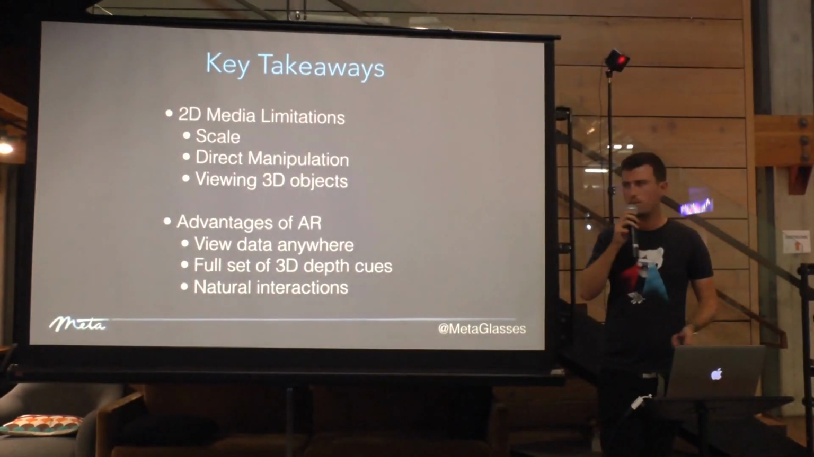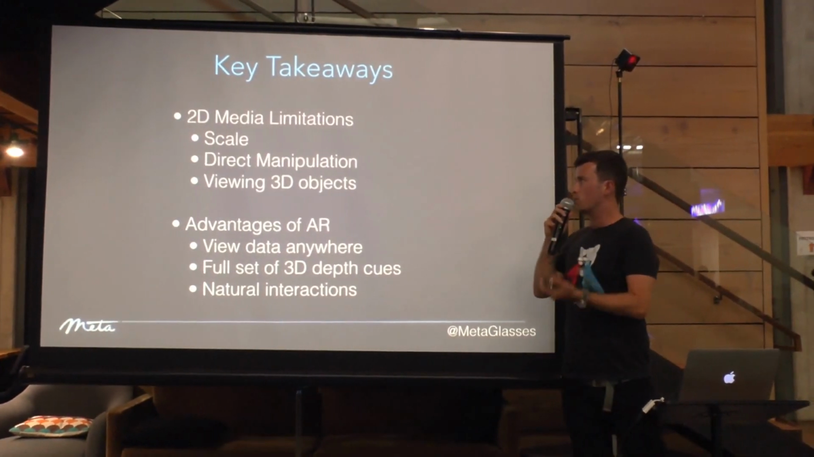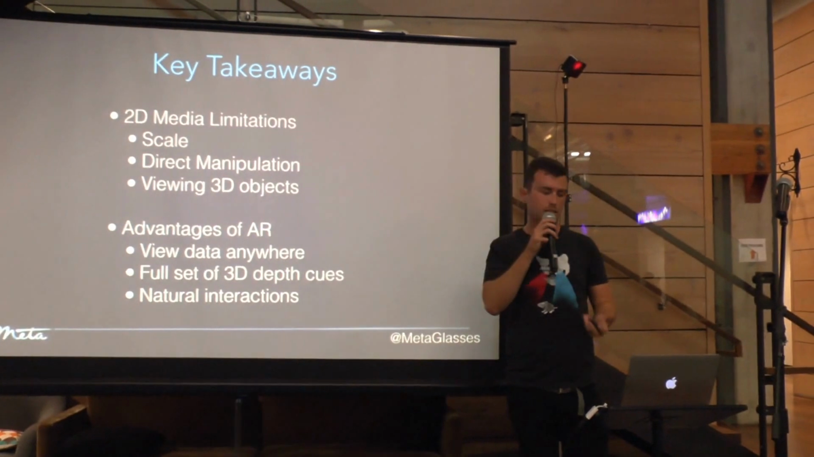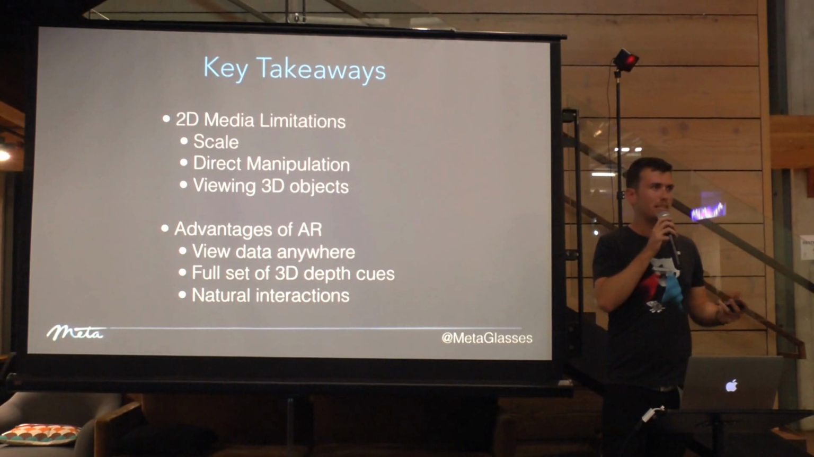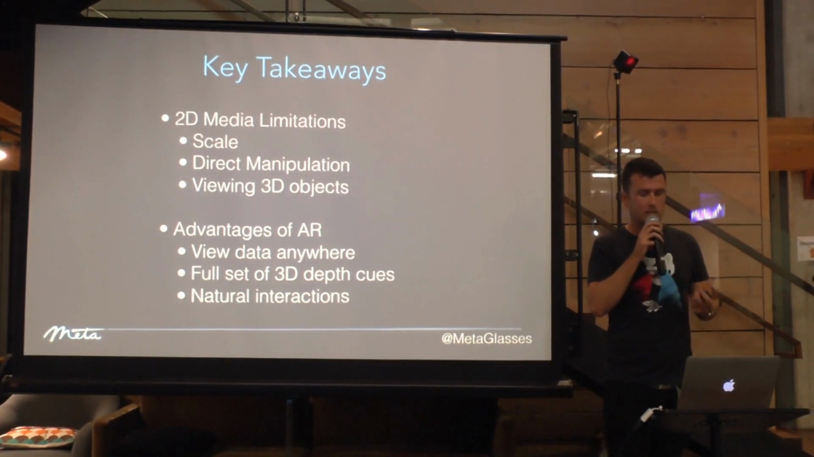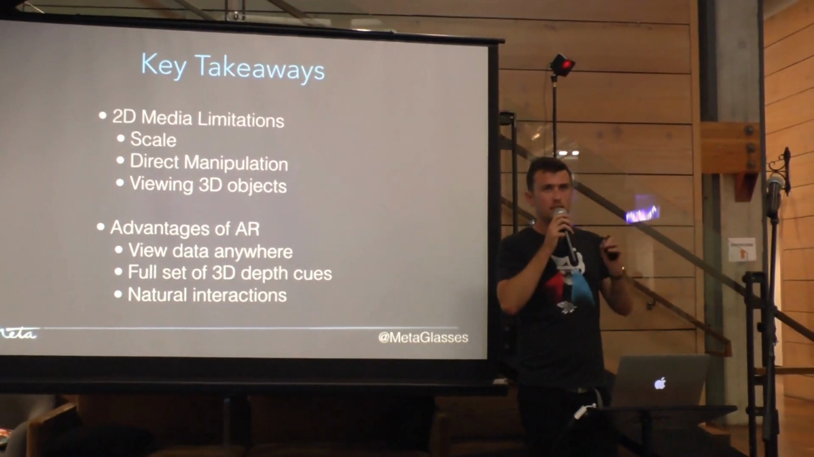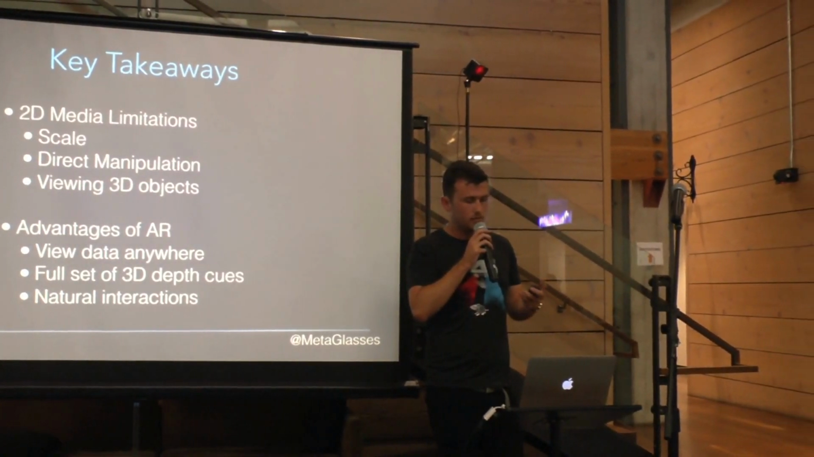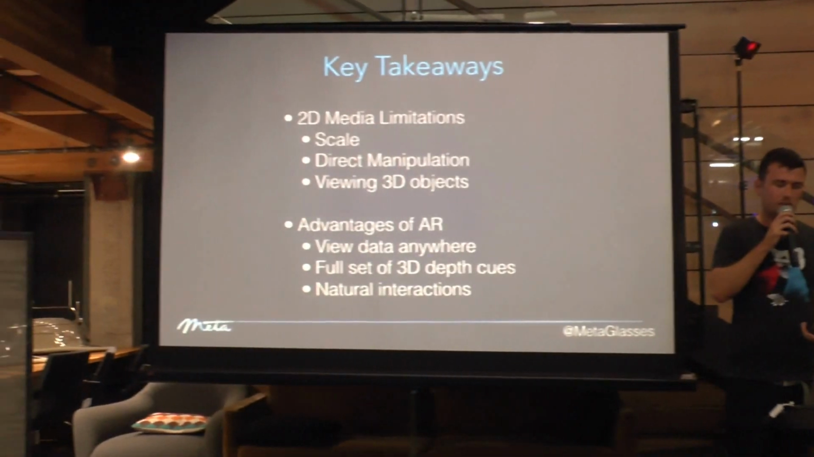So the key takeaways, I hope you really take something away from this. The limitations of 2D media for presenting data: we've got scale, a hard limit on the amount of data that we can put on any given screen. For direct manipulation, we have to abstract away a lot of the interactions with the data, and viewing 3D objects on a 2D plane is tricky. The advantages of AR are that we can view this data anywhere, we've got a full set of 3D depth cues now, and we get more natural interactions with our data.